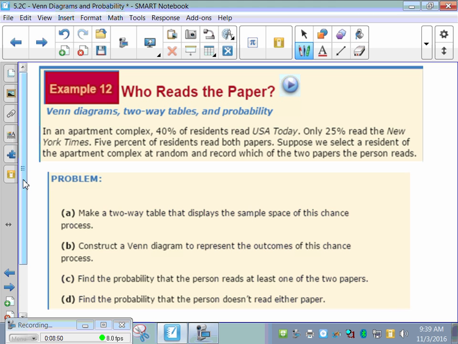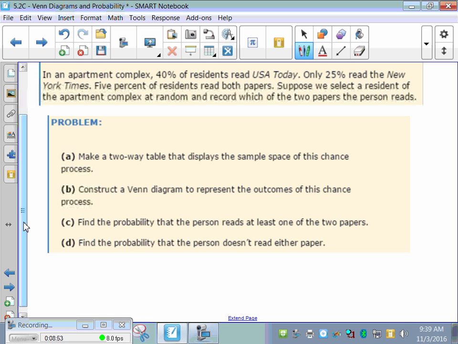Let's see if we can figure this one out. All right. Who reads the paper? In an apartment complex, 40% of residents read USA Today. Only 25% read the New York Times. 5% read both. Suppose we select a resident of the apartment complex at random and record which of the 2 papers the person reads. Make a two-way table that displays the sample space of this chance process. So this is a two-way table similar to when we did our hearts and all those. We made you do one of those yesterday. So I want to see if you guys can do this two-way table.